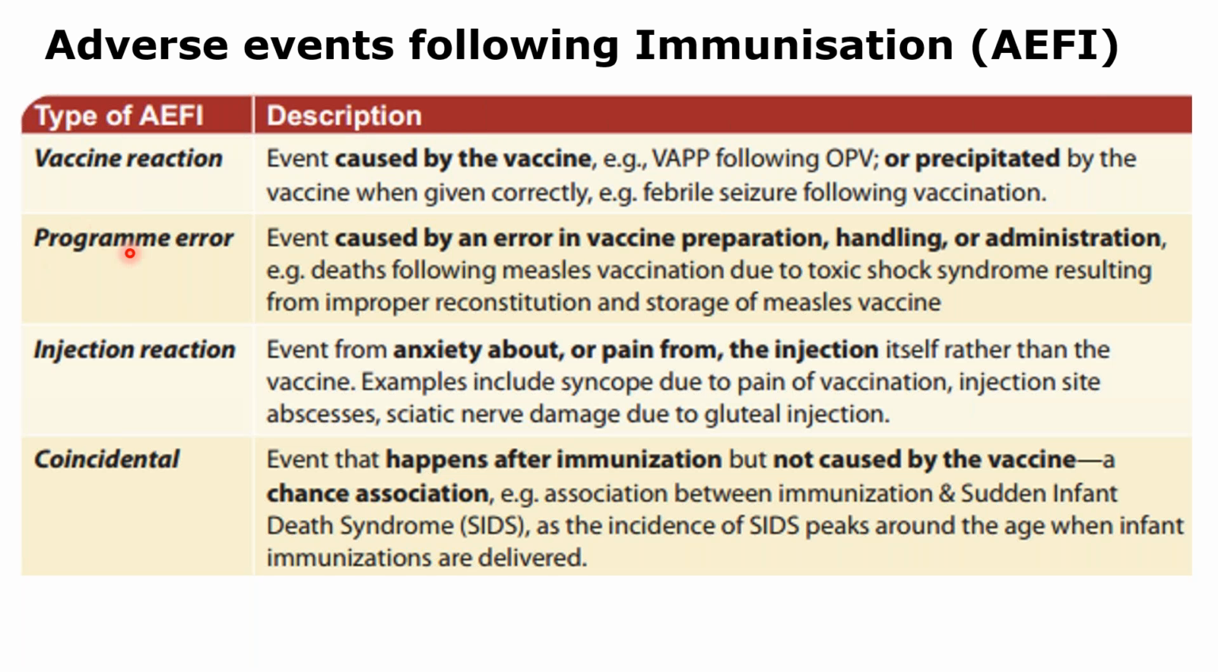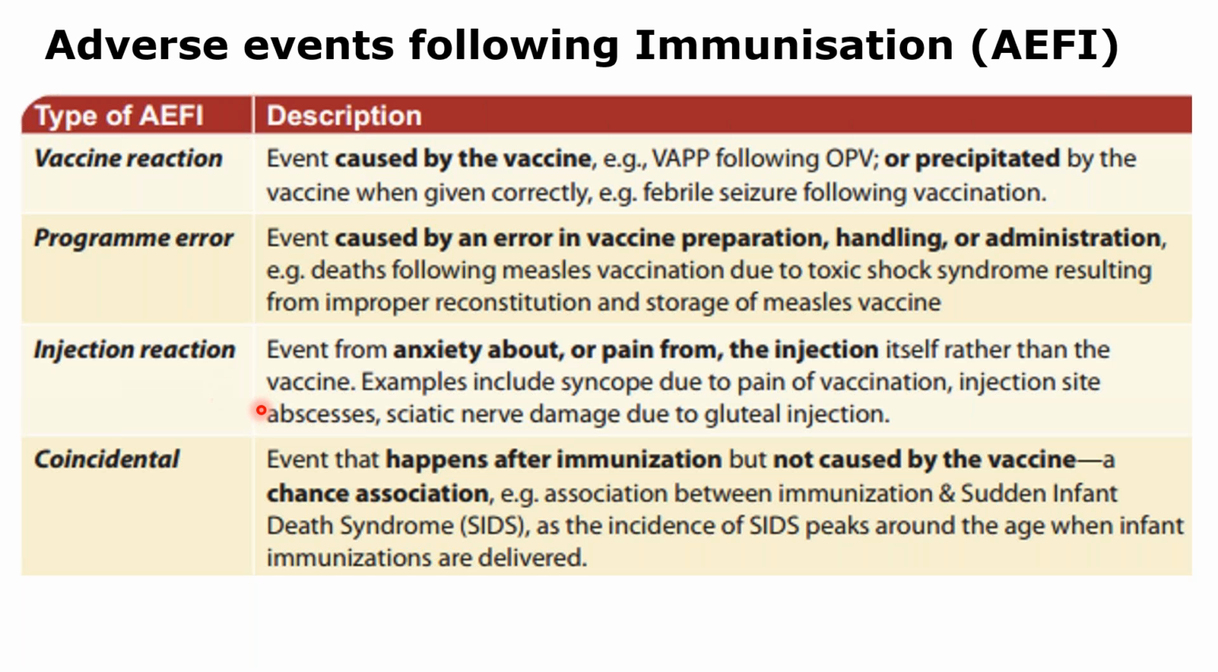There can be a program error, that is an event caused by an error in vaccine preparation, handling, or administration. Example, if you keep the measles vaccine reconstituted for more than 4 hours and then use it, then there can be toxic shock syndrome due to improper reconstitution and storage of measles vaccine.